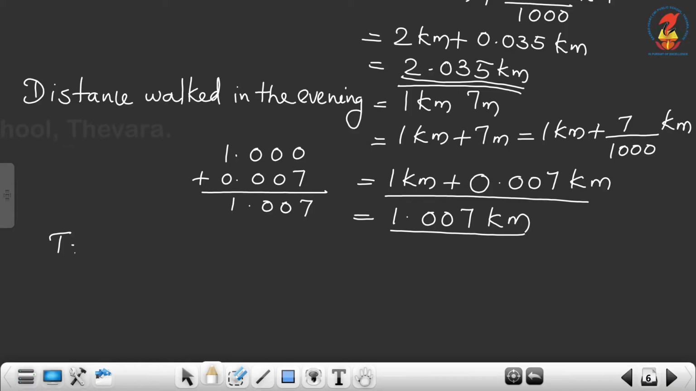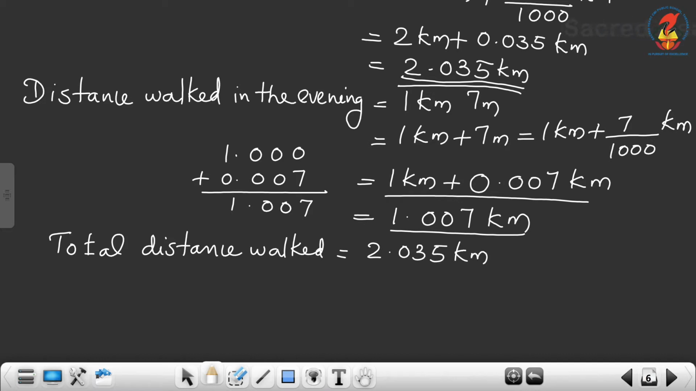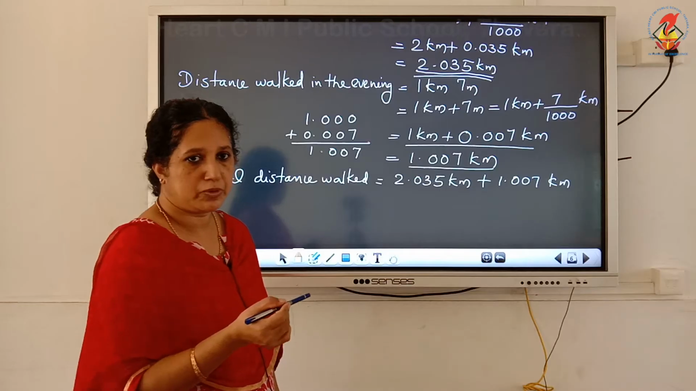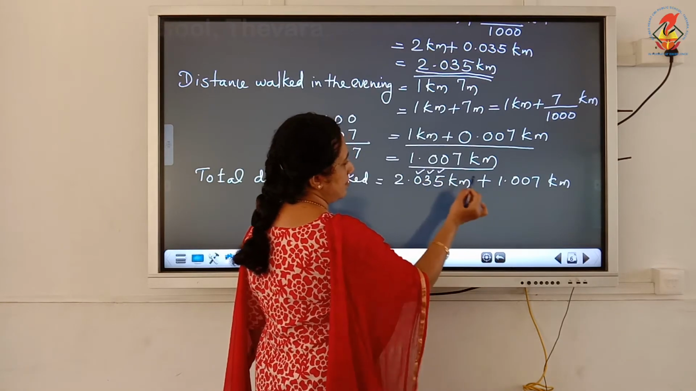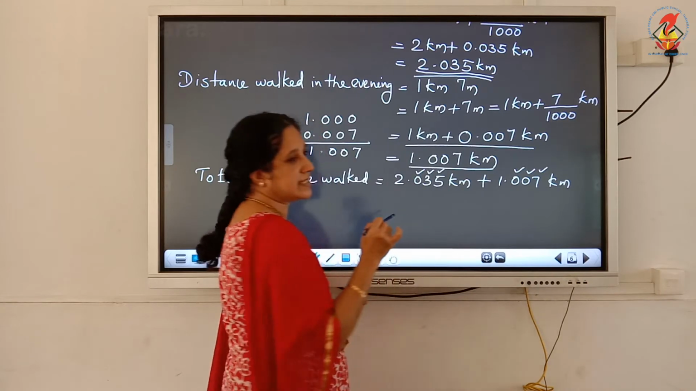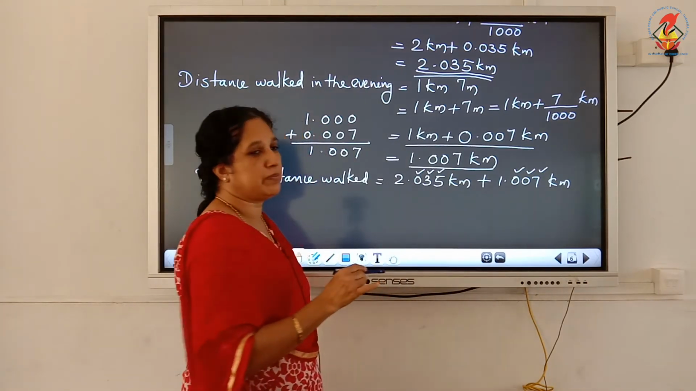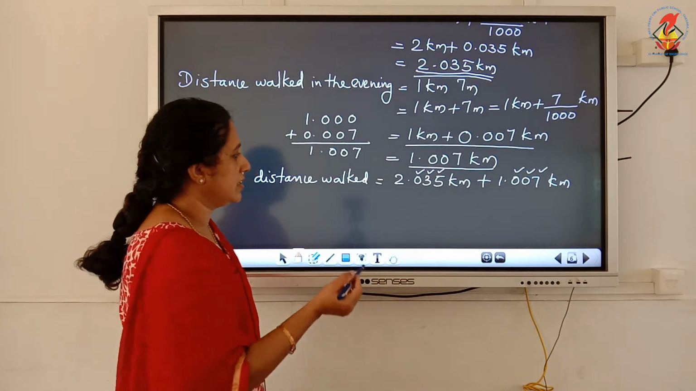Now we have to find the total distance walked. Total distance walked is equal to 2.035 kilometer, that is the distance walked in the morning, plus the distance walked in the evening, that is 1.007 kilometer. Before adding, what do you have to look into? You have to look into whether they are like decimals. Count the number of decimal places: 1, 2, 3. Here also 1, 2, 3. So we can say that 2.035 and 1.007 are like decimals. Now we can straight away add it.